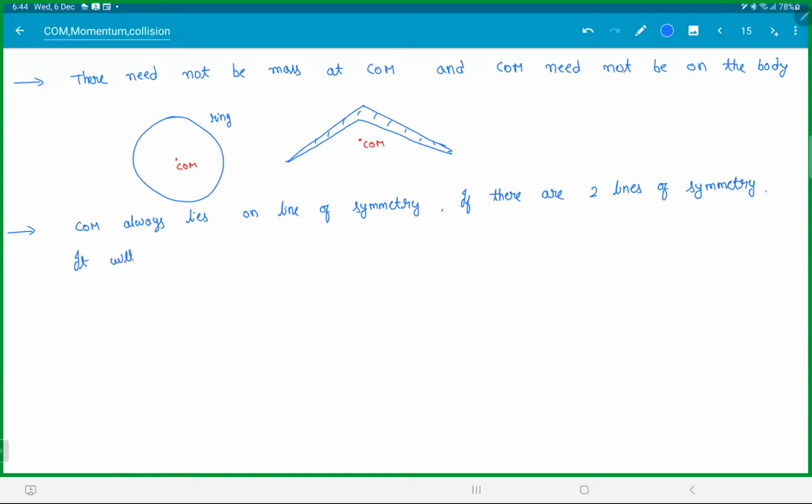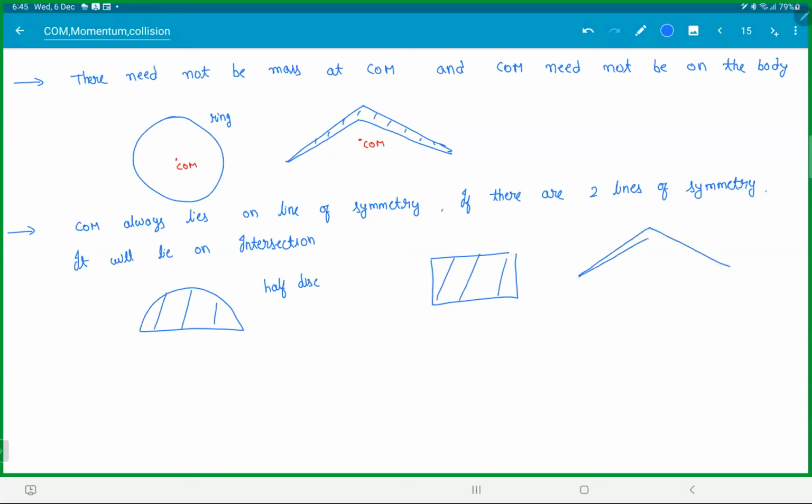This will be quite useful to figure out center of mass, at least for one coordinate. It will lie on the intersection. So if you take something like a rectangle, or even this boomerang shape, this is the line of symmetry, meaning the left and right will look symmetrical, identical. So the center of mass should lie somewhere on this line, but I don't know where.